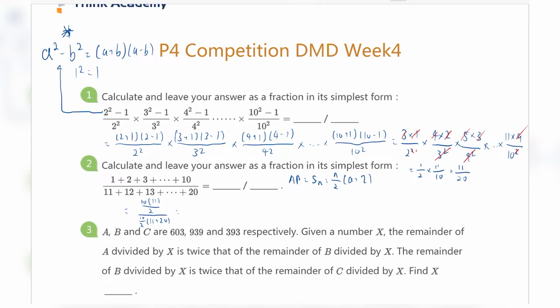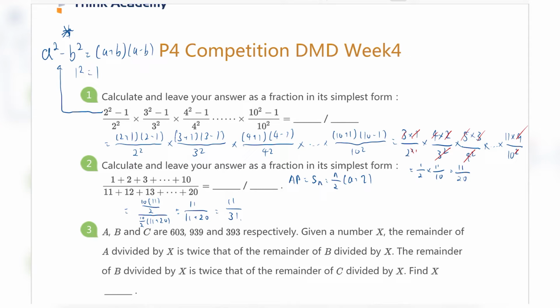And through some basic simplification, in this case we are just going to simplify this a little bit more, and we will actually obtain 11 plus 20, which will give us the final answer of 11 out of 31. And that's the main idea.